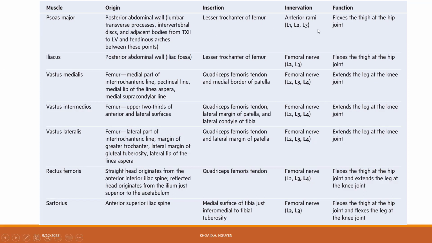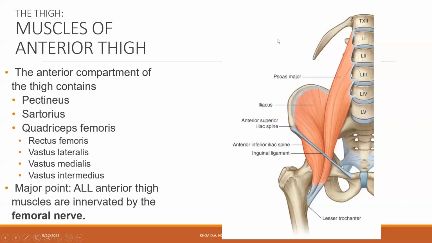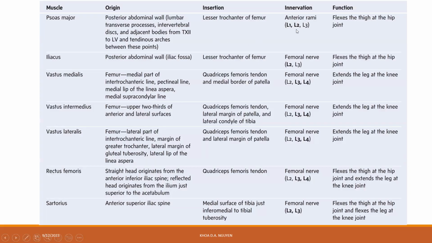Now, remember, all of these guys are going to be innervated by branches from the femoral nerve. Even this guy, the psoas major, the anterior rami of L1, L2, L3, eventually L2, L3 is going to make up a part of the femoral nerve as well. So you can also think of the psoas major as partially innervated by the femoral nerve. But actually, because the psoas major is so high up over here, the nerves that are going to supply it are precisely the anterior rami of L1, L2, L3.